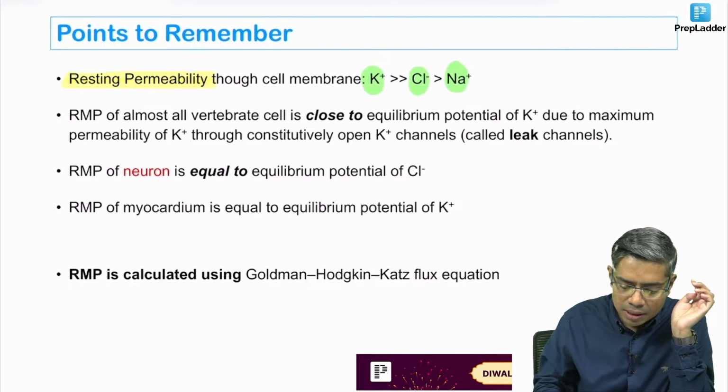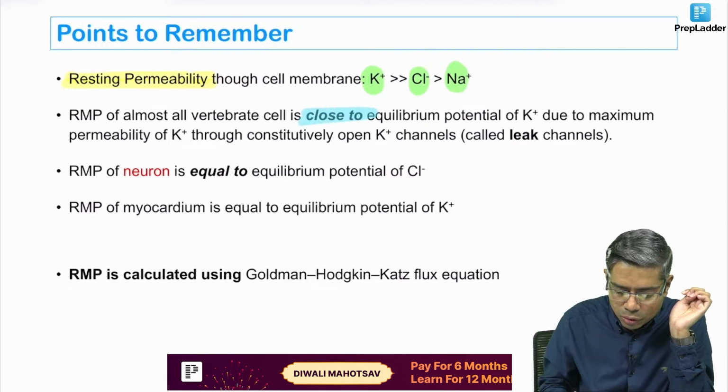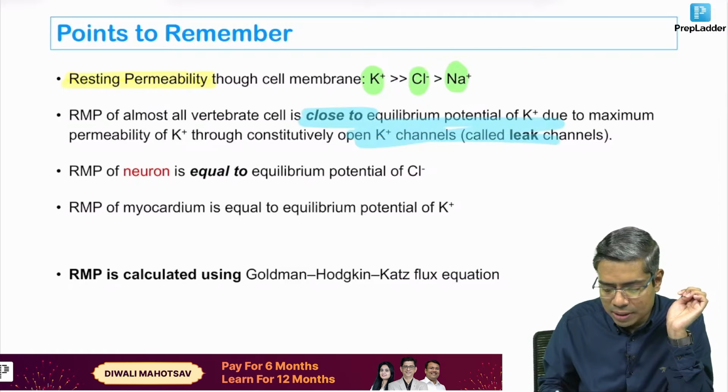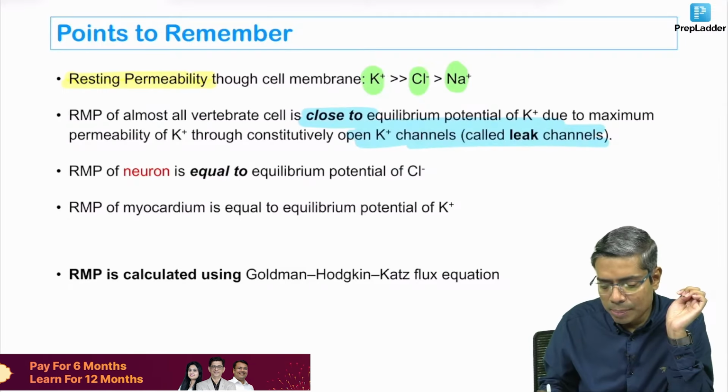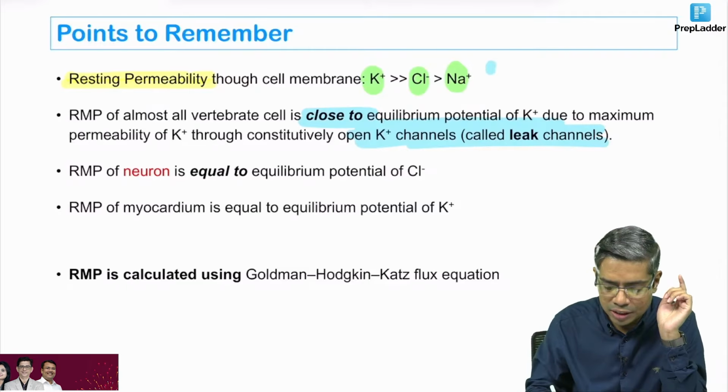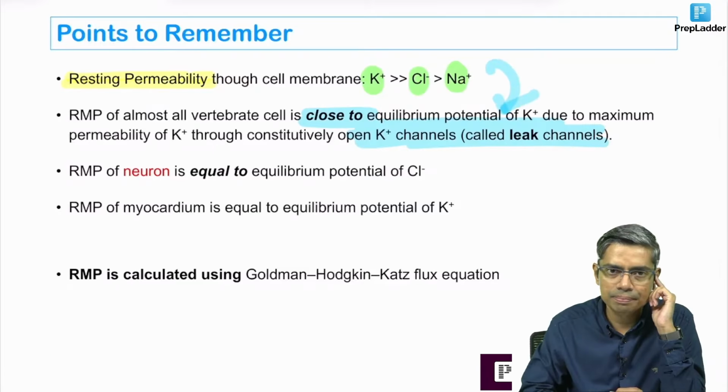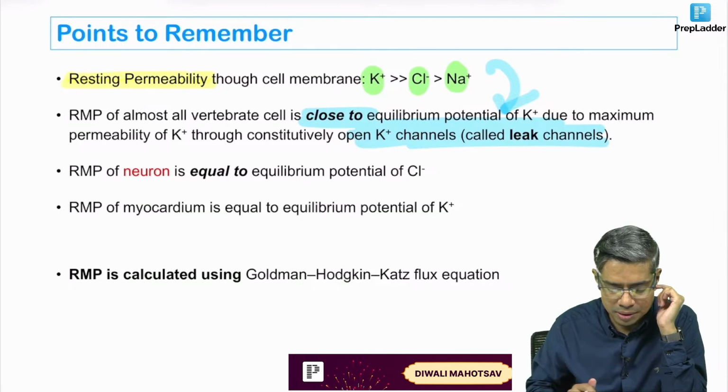And RMP in all vertebrate cells is close to the equilibrium potential of potassium, because potassium is the maximum permeable ion in resting condition. So this conclusion is because of this. Okay, second conclusion is because of this.